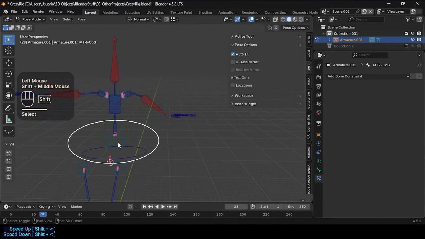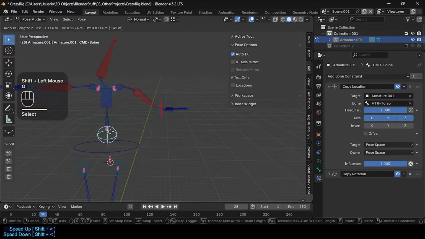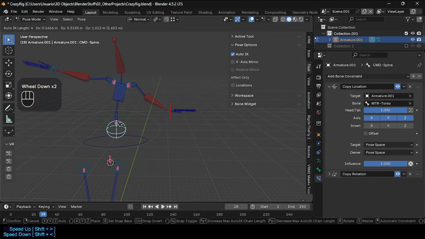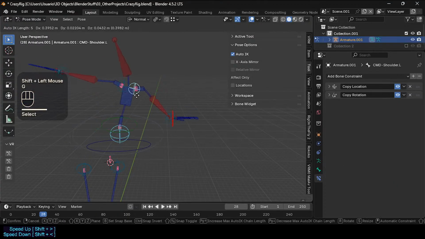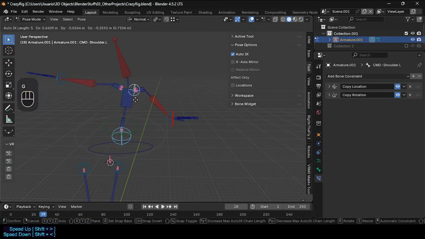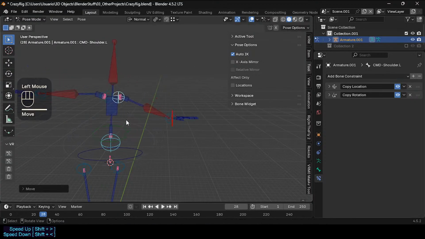Here, let's pin the head. So you have the pinning of the head. If I change the Auto IK length, I can do more stuff. If I pick this and this, then I can do this. See, no IK bone constraint at all here.